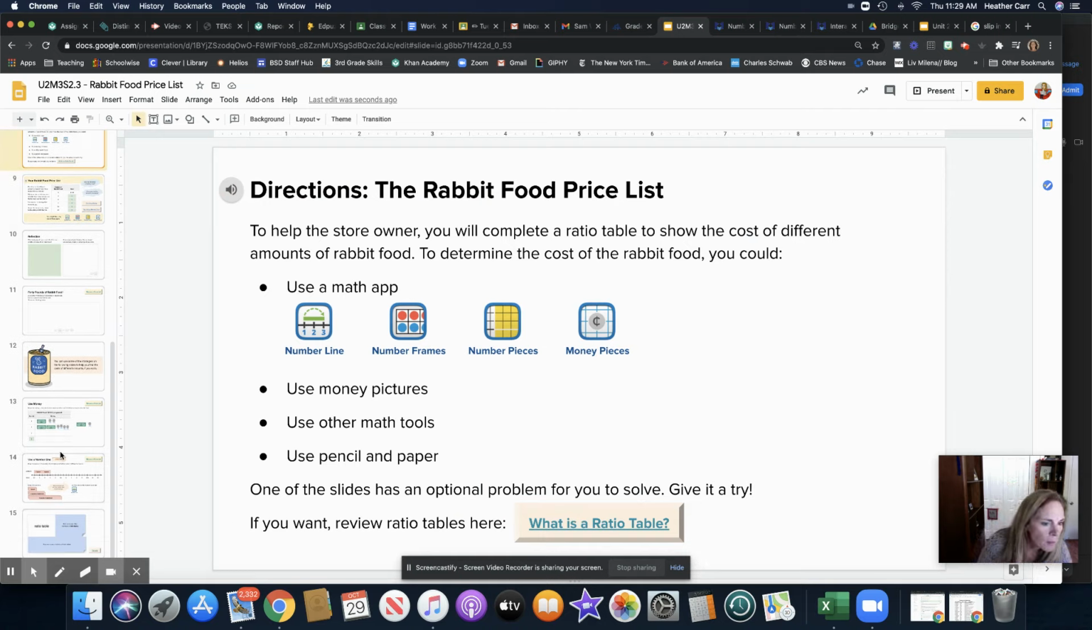So have fun with this. This is kind of cool stuff, and I hope you enjoy learning about how to use a ratio table to help figure things out.